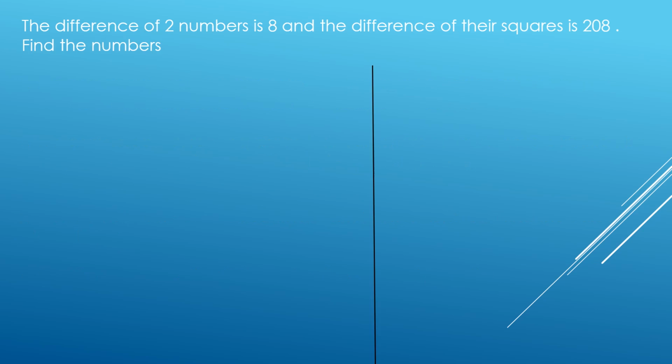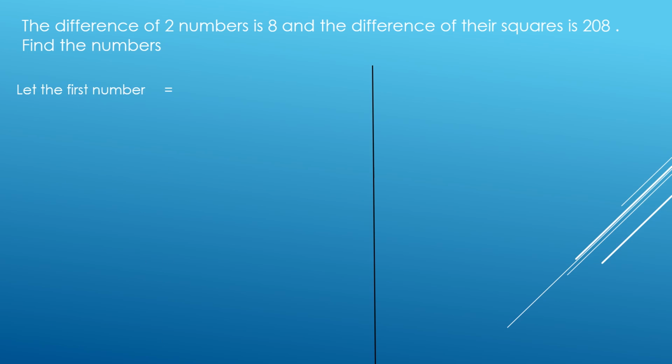Good. Let's do another problem. This time, you are going to solve this, okay? The difference of two numbers is 8 and the difference of their squares is 208. Find the numbers. I think there is no need of more explanation. Everything is clear from the question, and tell me each step.